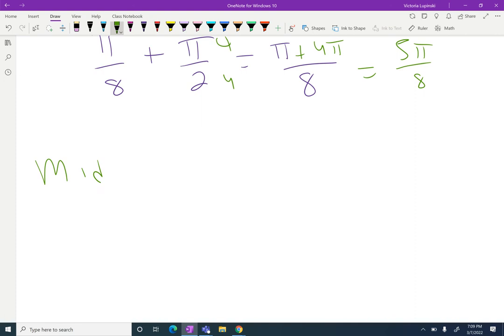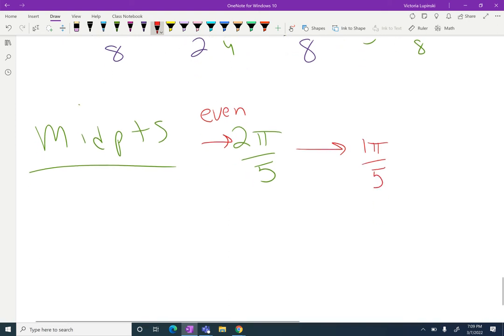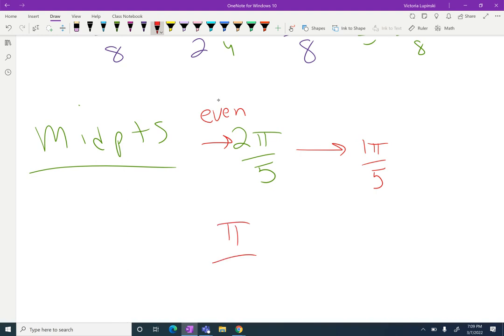Additionally, when it comes to midpoints, remember there are really 2 main things that can happen. You can add 2 points and you can get something like 2 pi over 5, where the numerator is even. If you have an even numerator and you're trying to turn it into the midpoint, you take half of the numerator, which would be 1 pi over 5. So again, 1 pi over 5 is half of 2 pi over 5. Compare that to pi over 3. If you had pi over 3, where the numerator is odd, 1 is odd, you're going to double the bottom. So half of pi over 3 would be pi over 6.